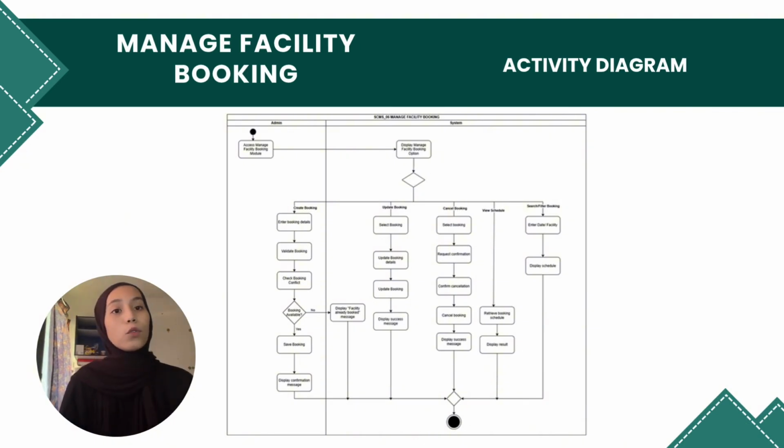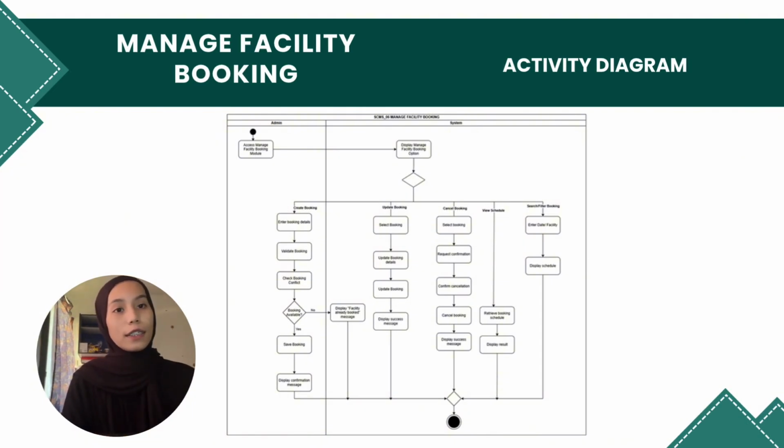For the view booking process, the system will retrieve all the records that have been saved to the system and show them to the admin in table form, which will include all the record information including booking ID, staff name, facility, date and time.